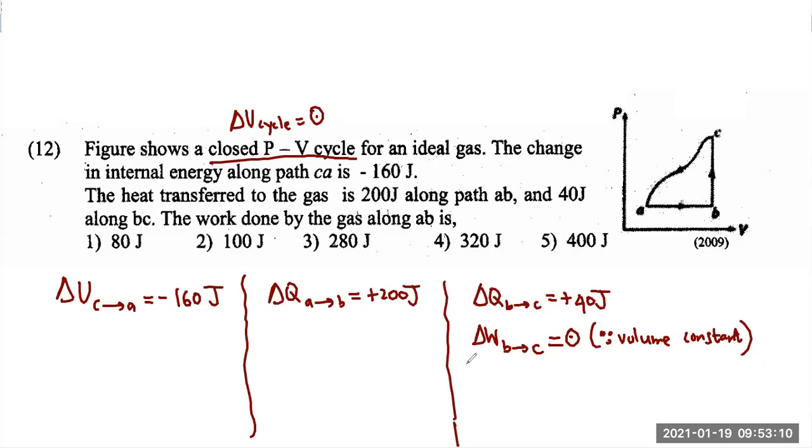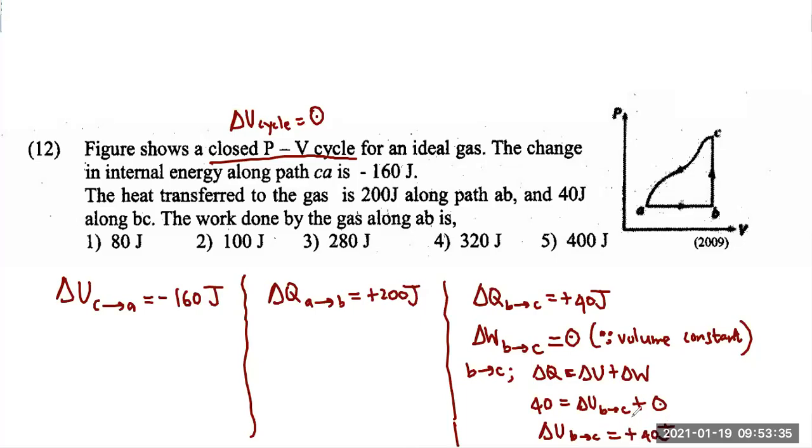So for process BC, let's apply the first law of thermodynamics. Delta Q equals delta U plus delta W. Delta Q is equal to 40. Delta U we have to find out, plus delta W is 0. Therefore, delta U B to C can be taken as 40 joules. Not just 40, better to say plus 40 joules.